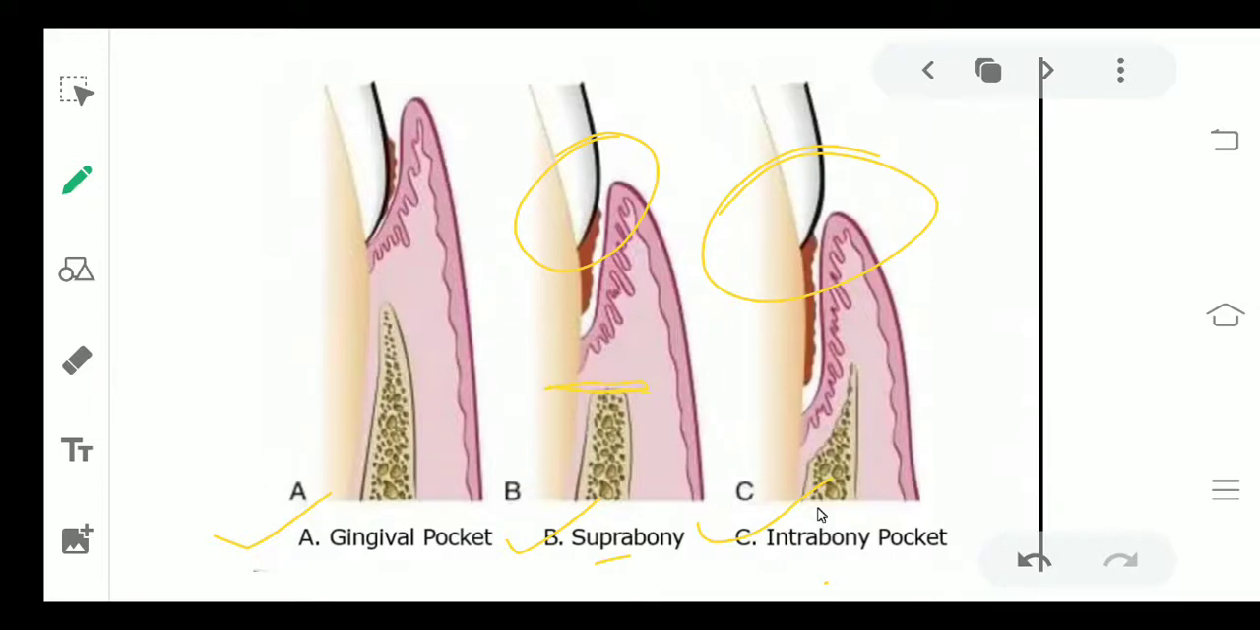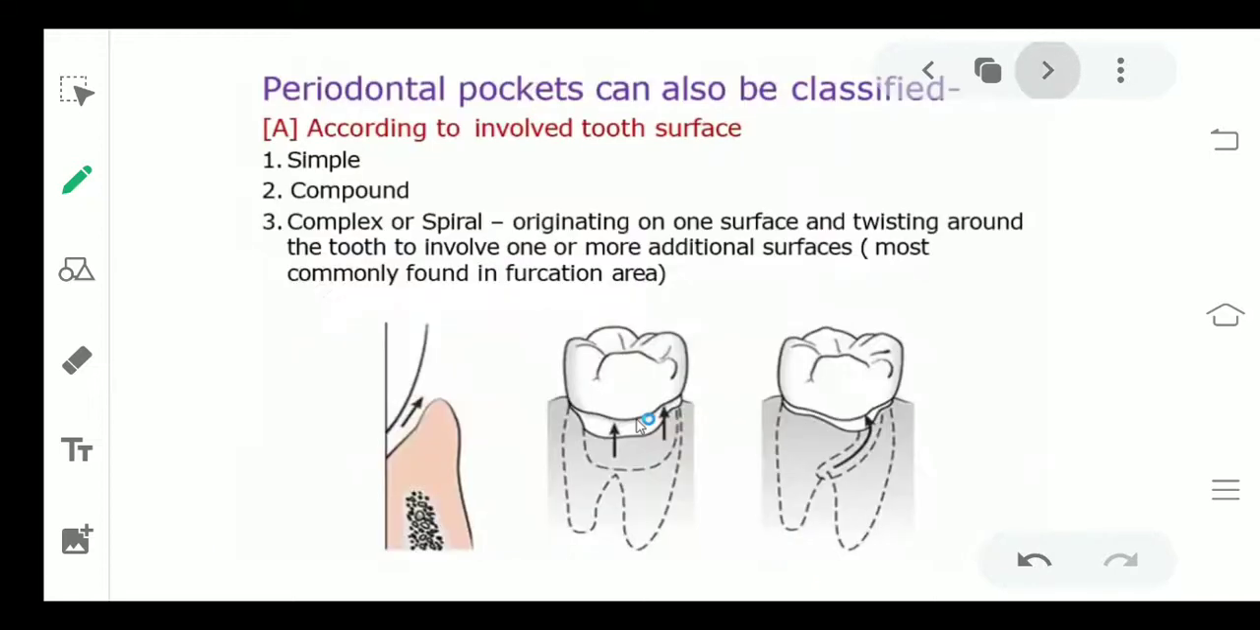Also notice this, that the alveolar bone recession, I should say, here it is occurring horizontally, whereas in case of infrabony it is happening vertically. So this thing is also very important to be noticed in suprabony and infrabony.